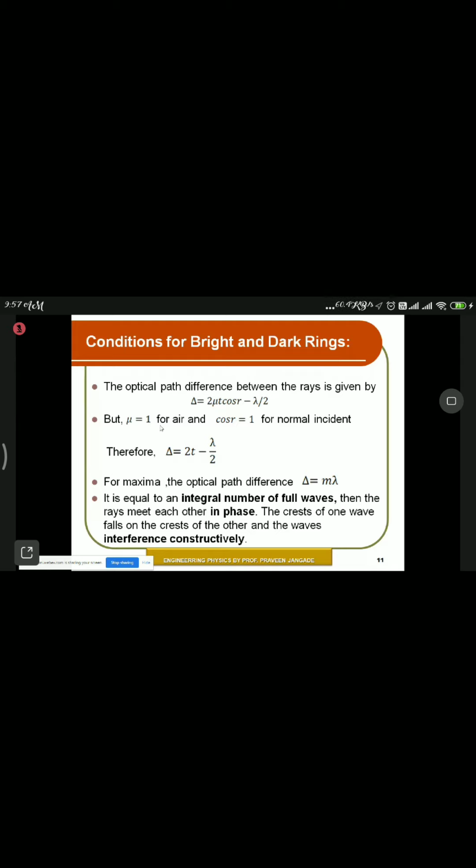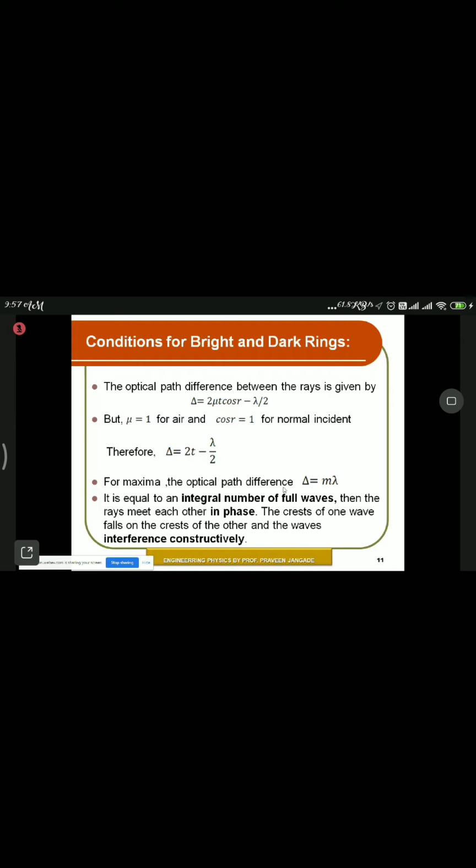Mu equals 1 for air medium and cos r equals 1 for normal incidence. Normal incidence means the beam of light is incident at an angle of 90 degrees, so the angle r becomes zero. If r becomes 0, the cos r value becomes 1. Therefore, for normal incidence, directly you can say cos r is 1. That value is substituted in this, so you get the optical path difference, that is 2t minus lambda by 2.